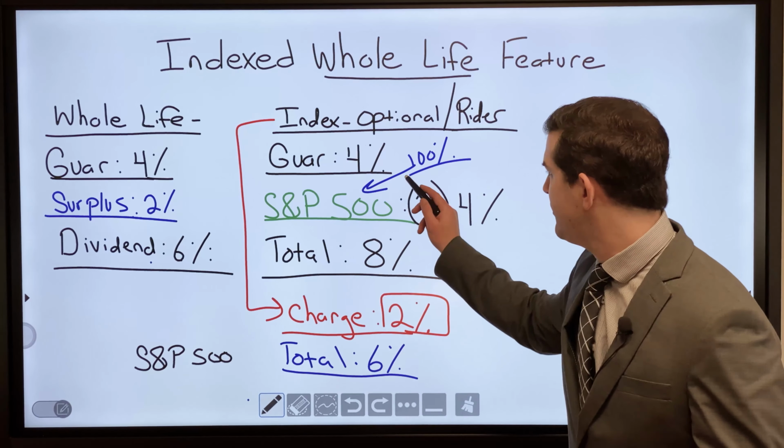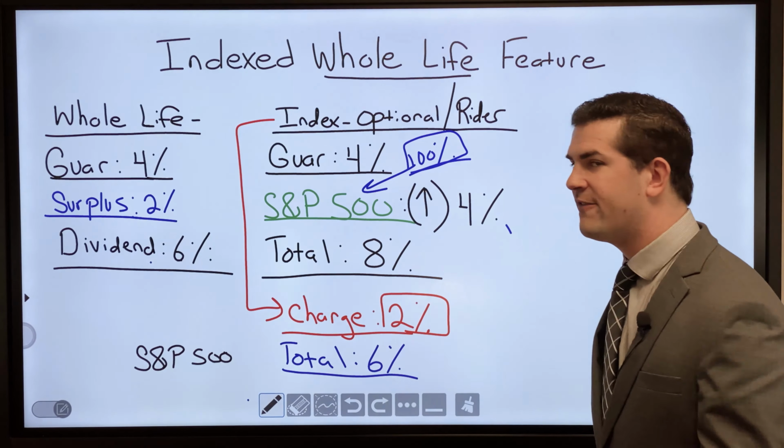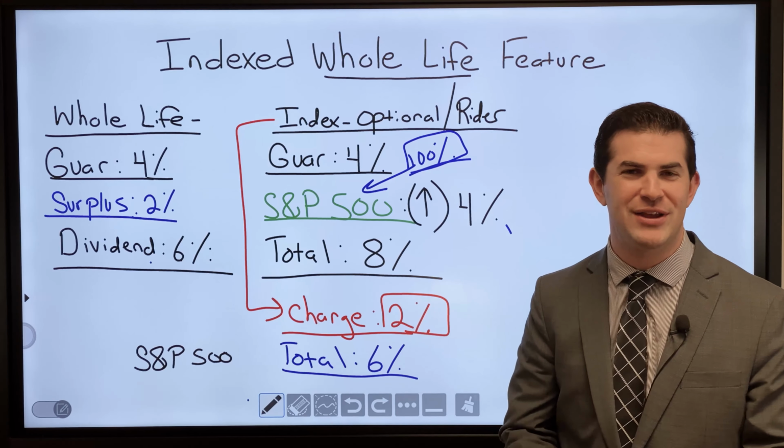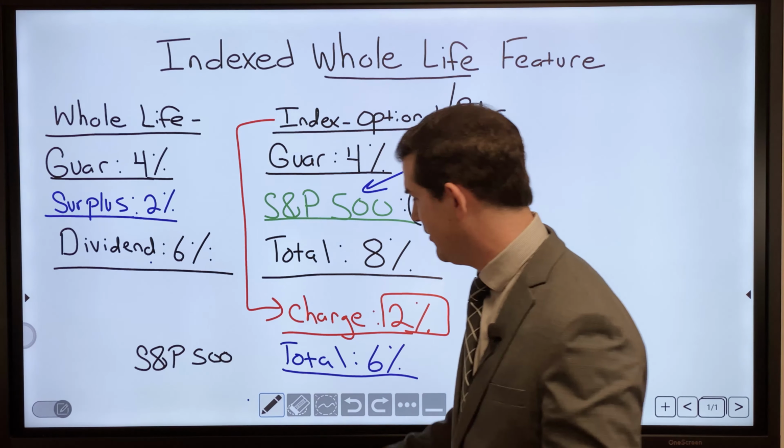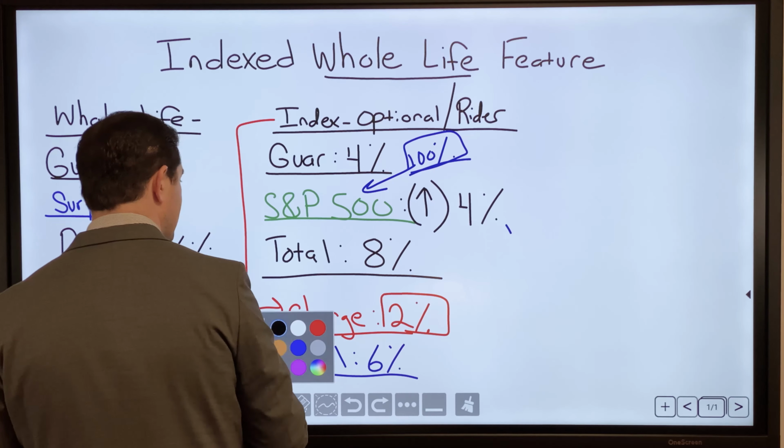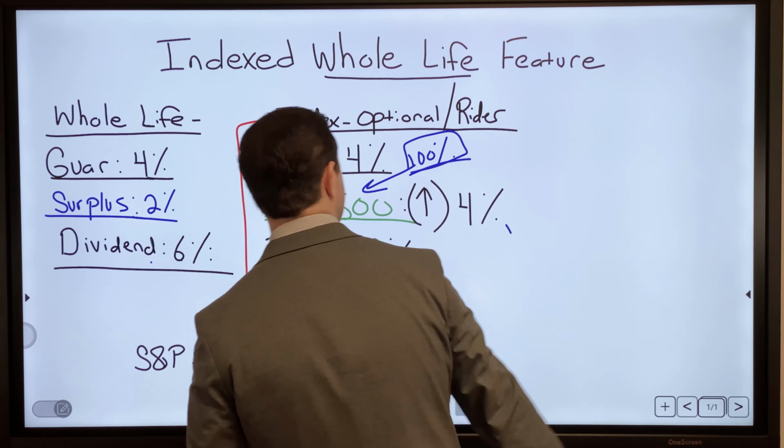Now, we did mention this, 100%, if 100% of my cash value is tied to the index. Well, what does that mean? Well, when it comes to the index strategy, put this in a different color.